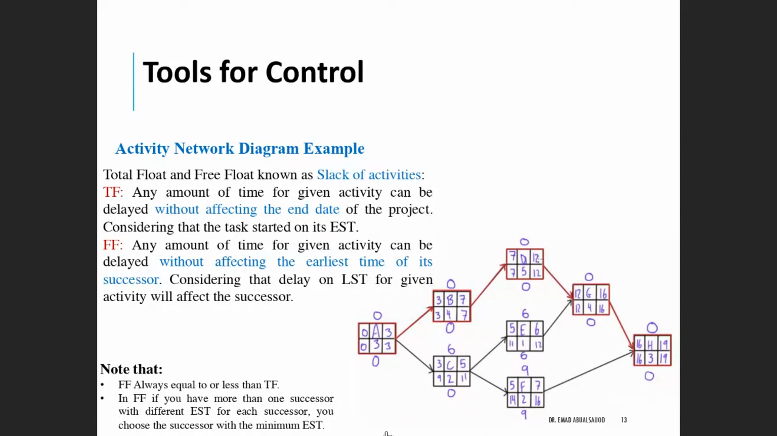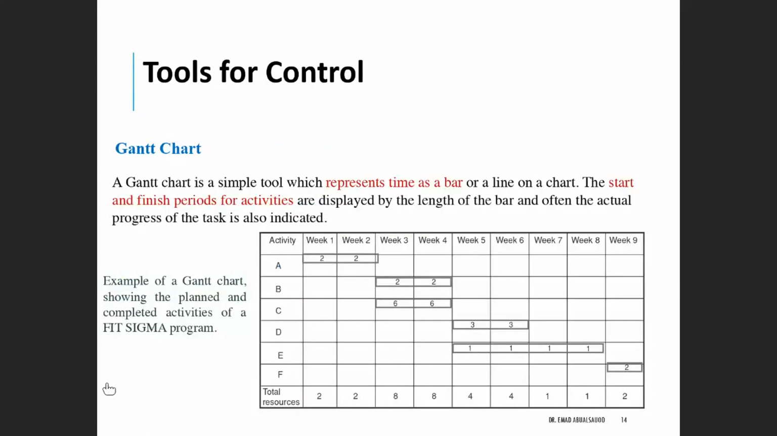That was all for this tool. Moving on to another tool, which is very commonly used in projects, and most big projects develop it. Even in the capstone design project, students are required to develop the Gantt chart. The Gantt chart is a very simple tool. It helps you represent time in bars, or things that look like bars or lines. It shows you the start time and the finish time for every single activity or task in the project.